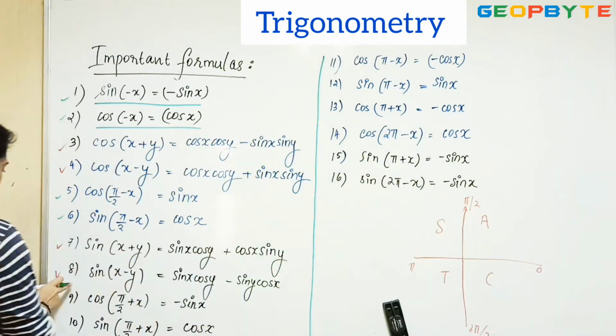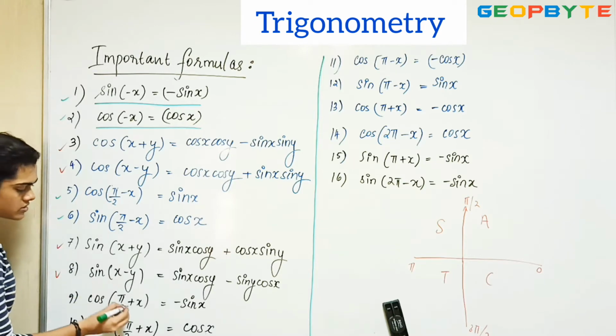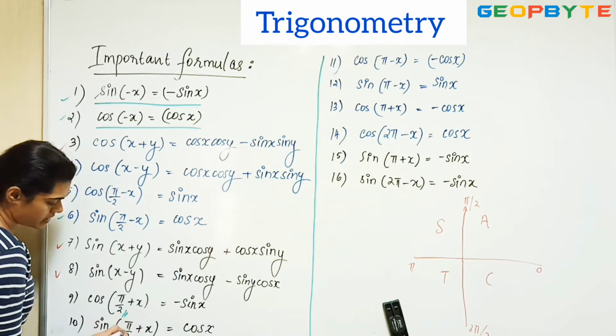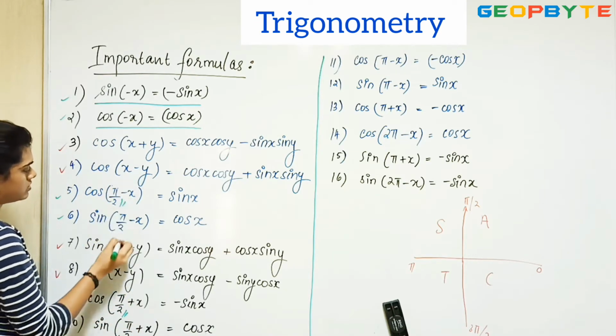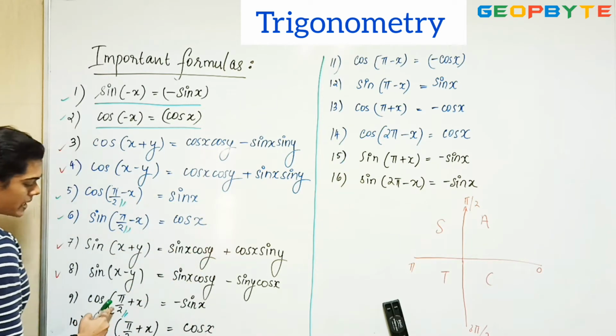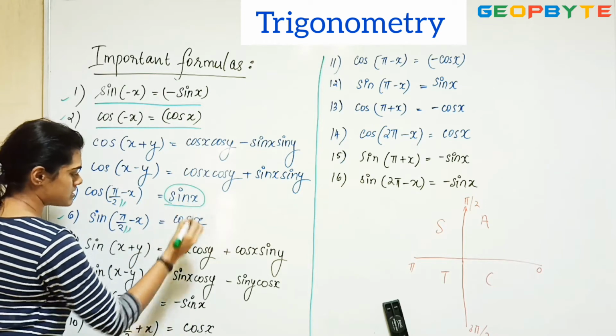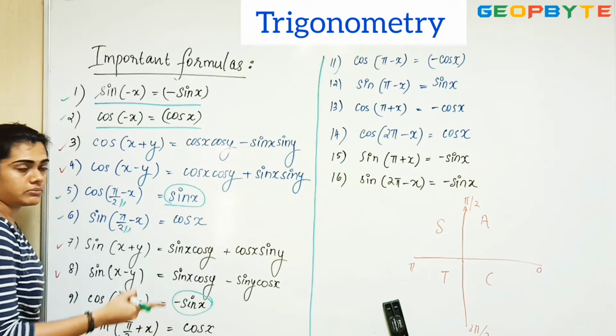So we have covered up to 8. Now coming to 9. 9 is cos. Cos is again with respect to pi by 2. See, pi by 2, it is changing. So cos of pi by 2 plus x is minus sin x. It was minus, it was plus, it was minus. Why is it coming minus sin x?